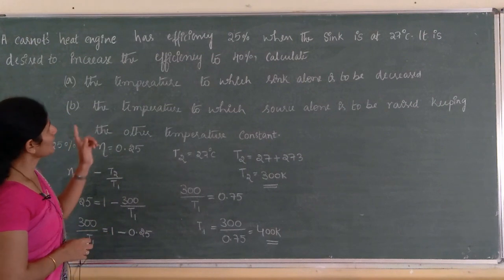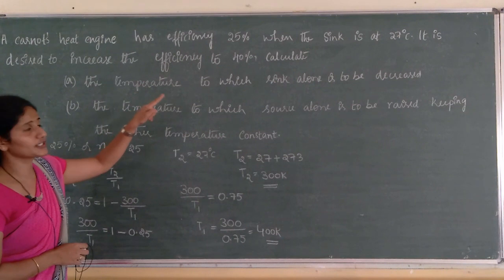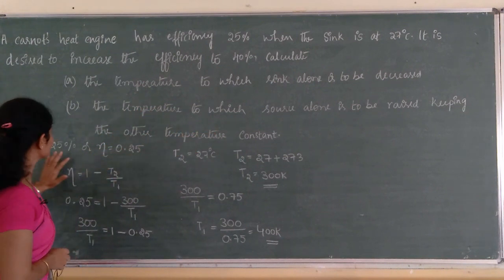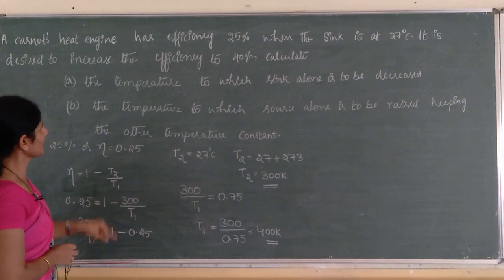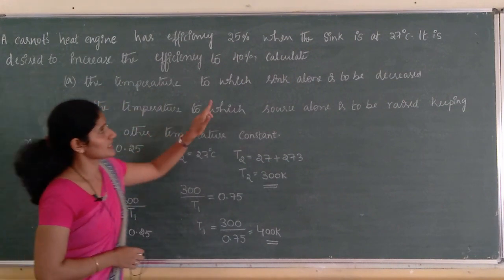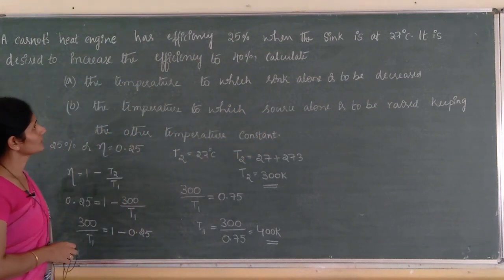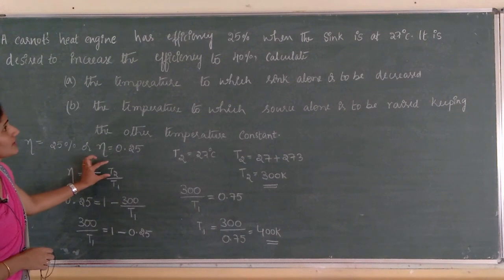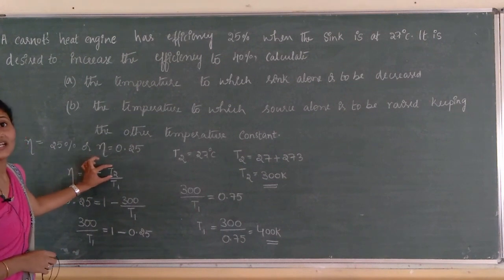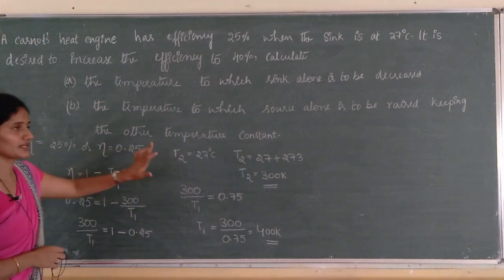Okay. Now, let us see the second part. Our aim is to increase the efficiency to 40%. Initially, it is 25%. We have to increase it to 40%. Calculate the temperature to which the sink alone is to be decreased, keeping the other temperature constant.